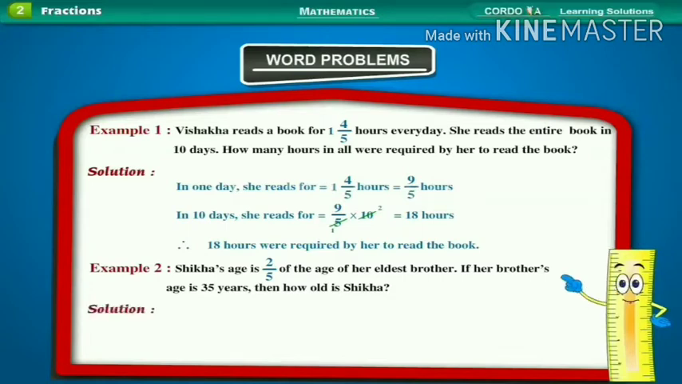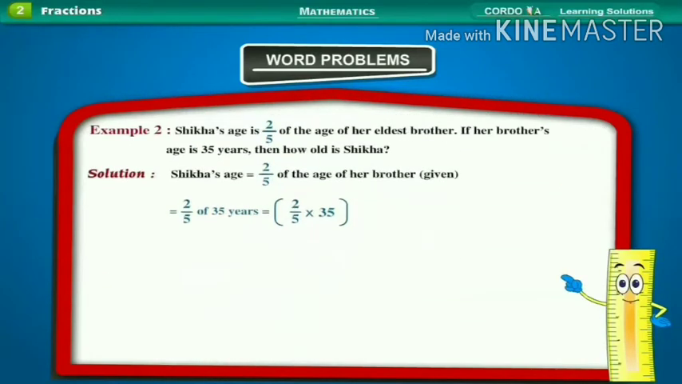Solution. Shikha's age is equal to 2 upon 5 of the age of her brother, which is equal to 2 upon 5 of 35 years, which is equal to 2 upon 5 into 35 years, which is equal to 14 years. Therefore, Shikha is 14 years old. Her brother's age is equal to 35 years.